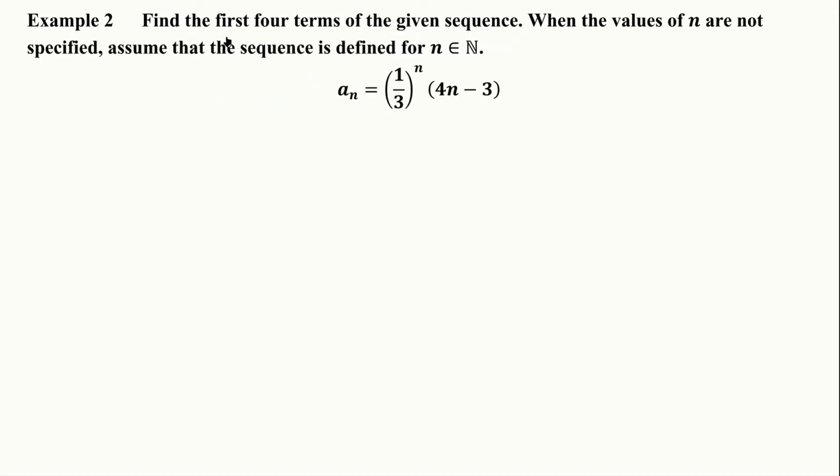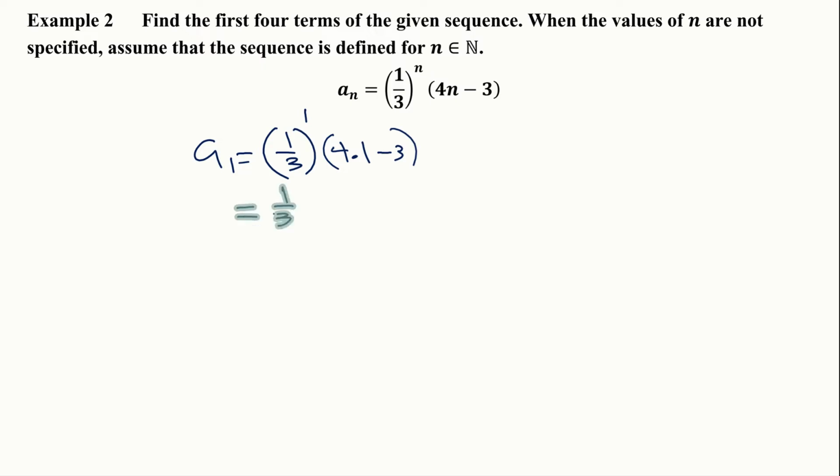All right, here it says find the first 4 terms of this given sequence. And when the value of n is not specified, like in this case, assume that n belongs to the natural numbers, meaning that the domain is all natural numbers. All right, so a1, that's just going to be (1/3) to the 1 times (4 times 1 minus 3), right? It's just like functional evaluation, because after all, these are what? These are functions, right? So the main difference being that the inputs are very specific. They're natural numbers, right?